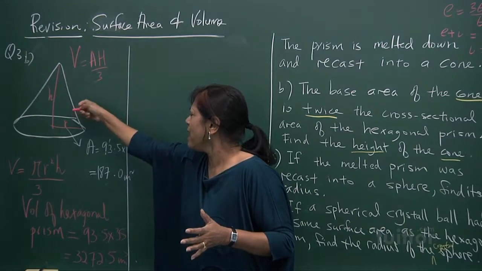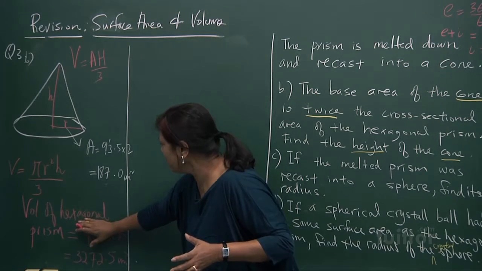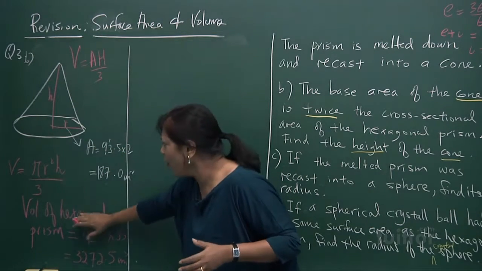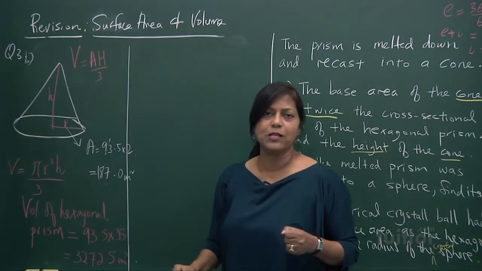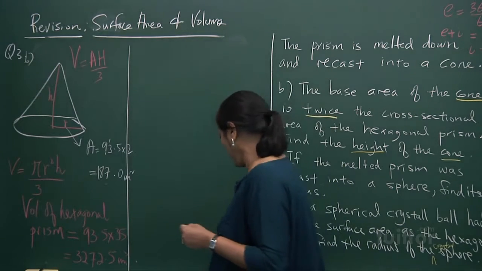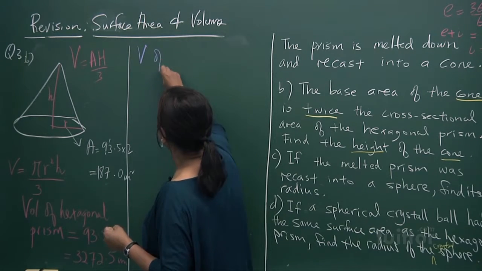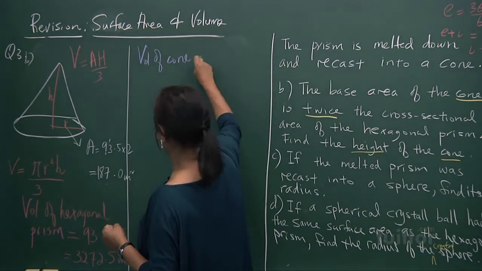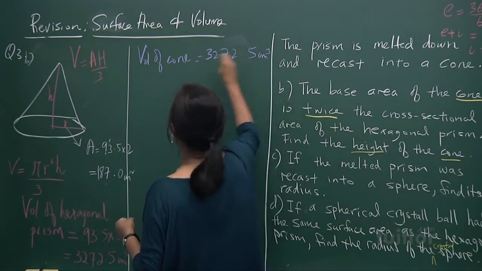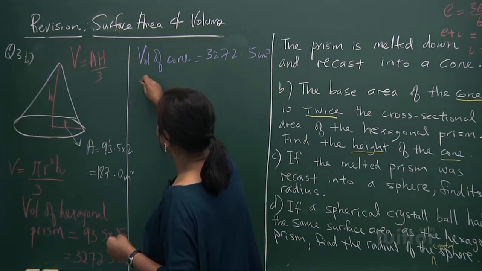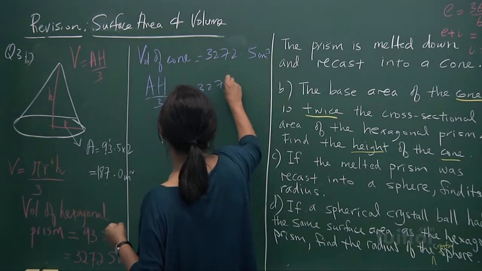This cone has the same volume as the hexagonal prism. The prism and the pyramid both have the same volume because all that is melted is changed into this cone, the pyramid. So what do we write from there? We said the volume of the cone will be 3272.5 cm cube. And we have the cross-sectional area times the height divided by 3. And we need to solve that.